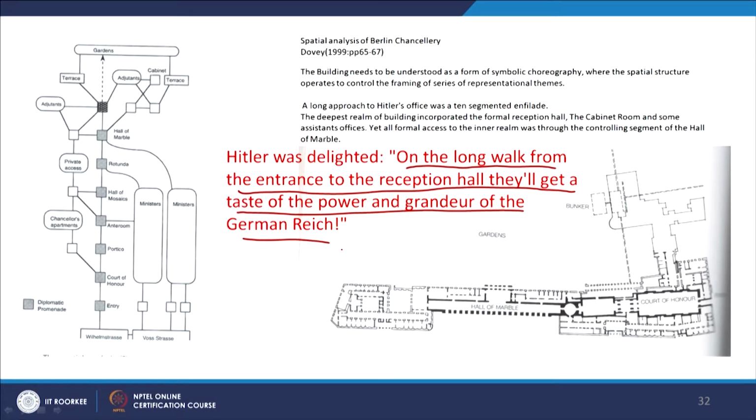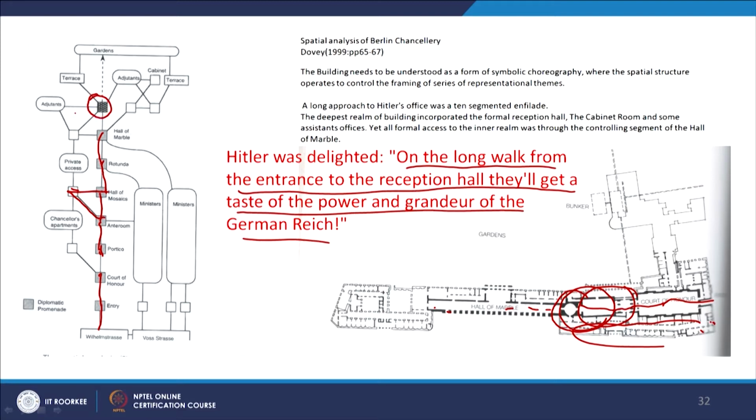So the whole route from the court of honor reaches a vestibule, and it creates a rotunda, which is a circular dome, and then they pass through this hall of marble. But when we analyze through spatial analysis using the space syntax tools, one can see the diplomatic promenade from the entry to the court of honor, and then it has a diversion. You can see the chancellor's apartments, the portico, the anteroom, the hall of mosaics, the rotunda and the ministers, and the whole diplomatic promenade. So it takes you on a whole journey of German power and elegance, and it also gives an indication that it is dominant.